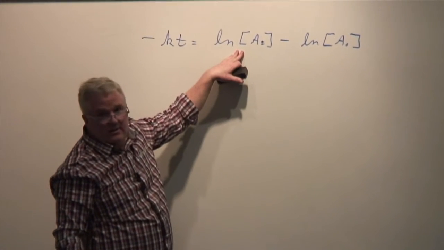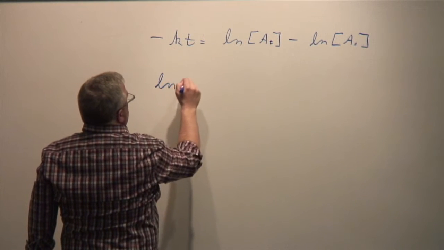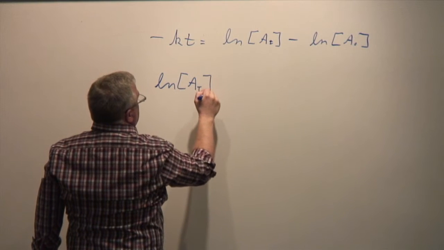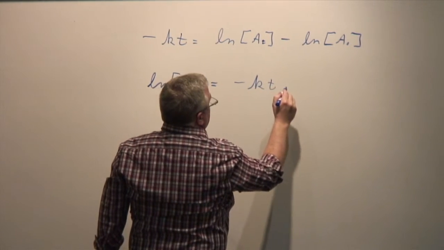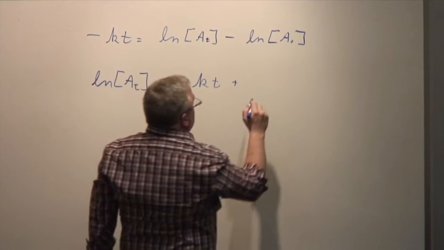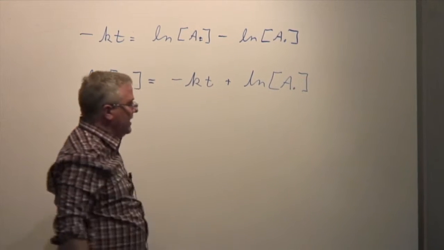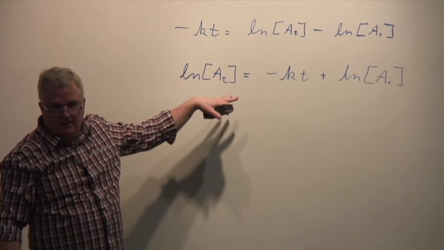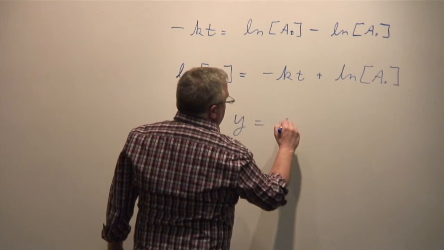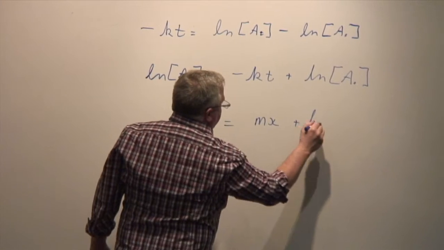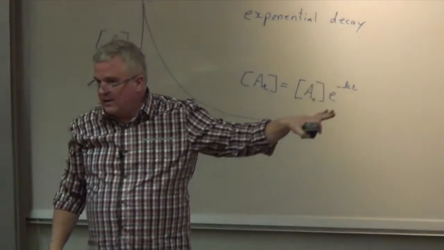Again, this is the expression that we're typically used to. So we're going to have ln, that's the one we want, At is equal to minus kt plus ln A naught. Okay, what kind of equation is this? It's not an exponential equation. What if I wrote this? y equals mx plus b. What kind of equation is that? It's the equation for a straight line, right?